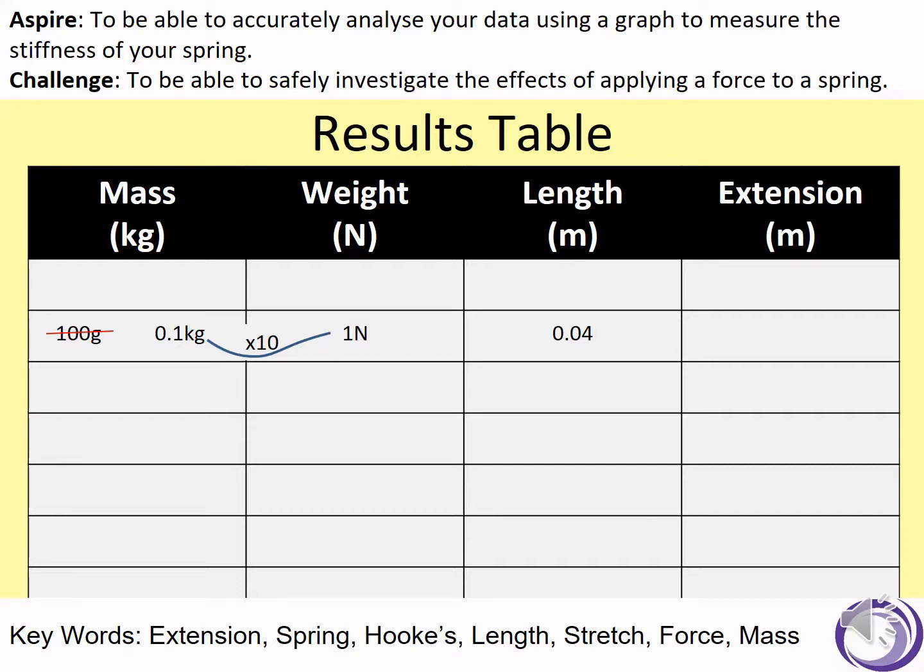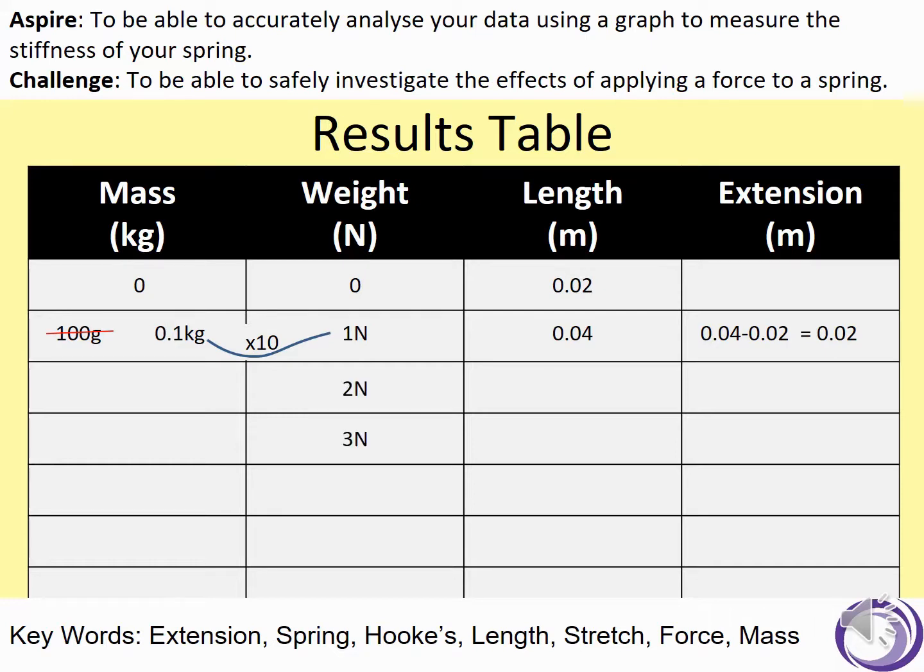Now we need to be able to calculate the extension. In other words, we need to know how much length the spring had before we started the experiment. So we need to know the top line at this point. When the spring had no mass or weight, the length of the spring was 0.02 meters. So therefore, when we added the 1 Newton weight to it, we have to do this maths. We take 0.02 from 0.04 so that we know that the extension was 0.02 meters. That's just the extension.